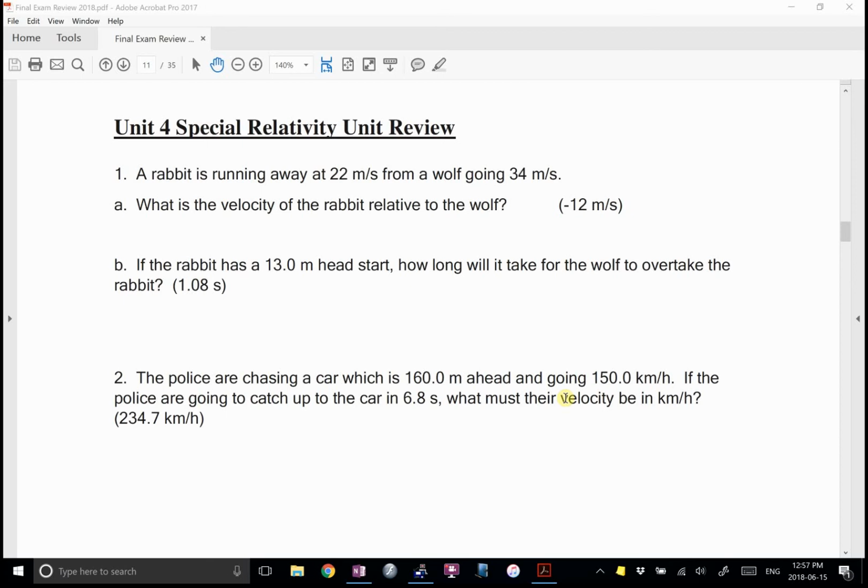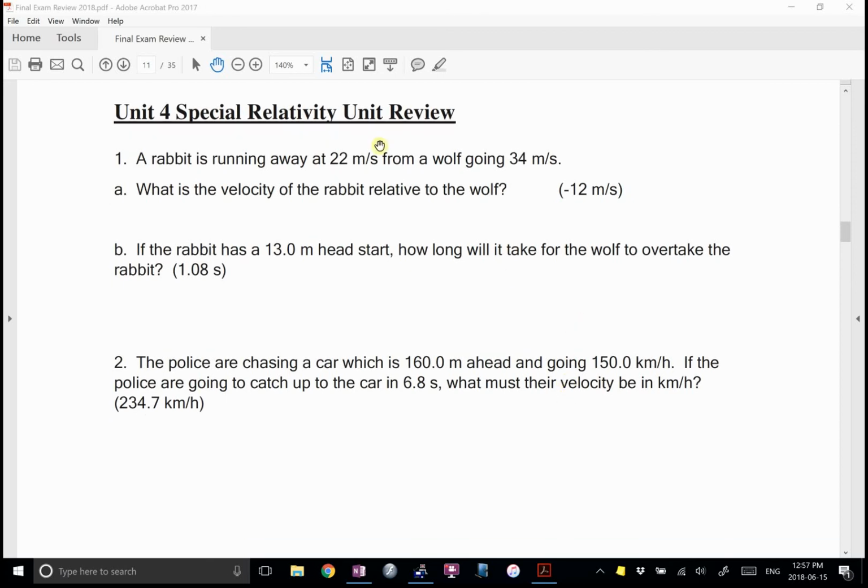Cool. All right. So, a rabbit is running away at 22 meters per second from a wolf going at 34 meters per second. Oh, my screen is still frozen. Thank you. What's the relative speed between these two at 22 and 34 if they're going in the same direction? I don't care about the positive or negative. What's the relative speed between them? 12. What if they're heading towards each other? What would the relative speed be? 50. Yeah, add them together.